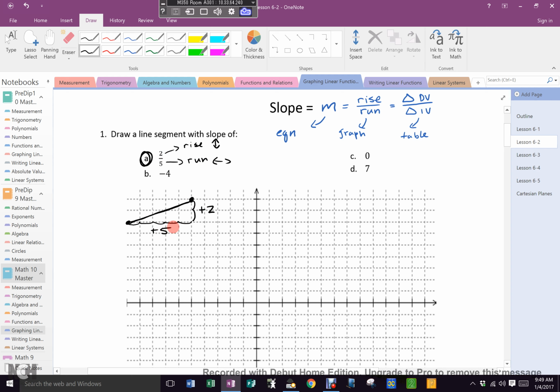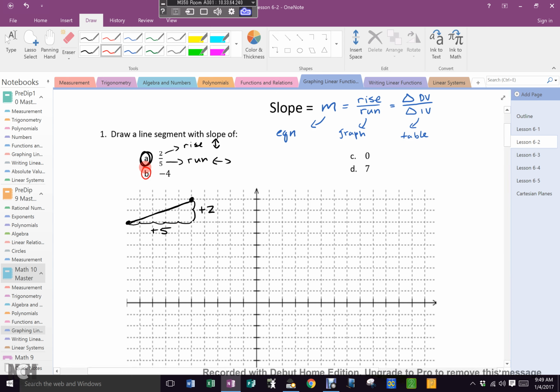Does everybody understand how to use a graph to find a slope? If you can count, and you know that the word rise means up, and you know that positive means up, and negative means down, you can find a rise. If you know that run means left and right, and you know positive means right and negative means left, you can count, you can graph lines. Is everybody good? Great. Graph the next 3.